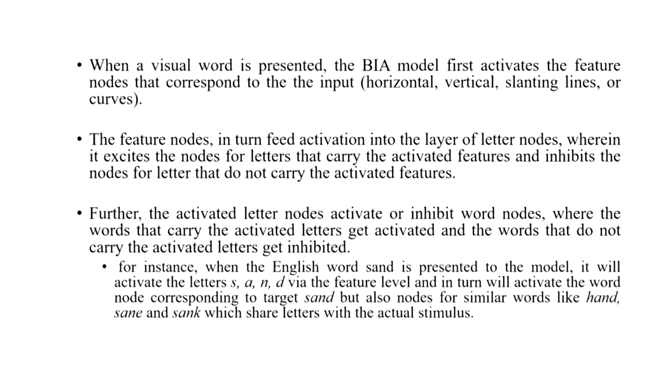Further, the activated letter nodes would inhibit or activate the word nodes that contain these letters, depending on whether the word nodes contain these letters or not. For instance, let us take an example. When the English word sand is presented to the model, it will activate the letters SAND via the feature level nodes, and in turn will activate the word node corresponding to sand. However, it will also activate nodes for similar words like hand, sane and sank, which actually share a lot of letters with the presented stimulus.